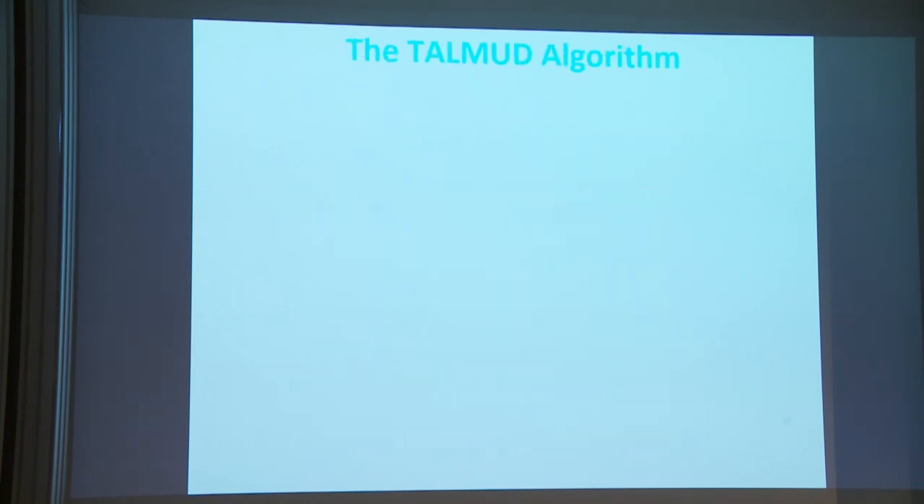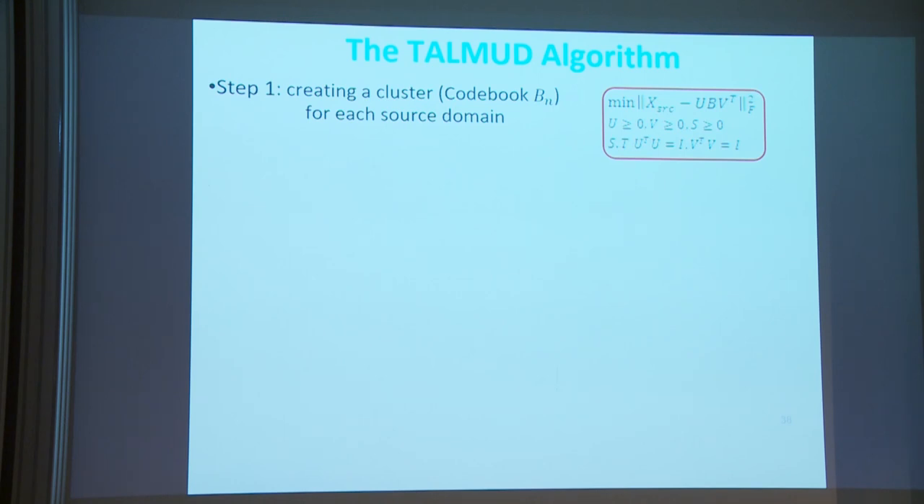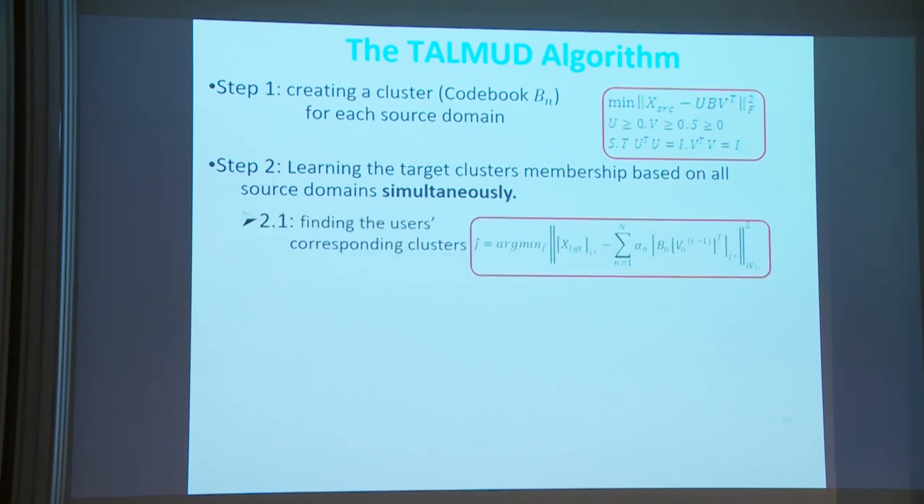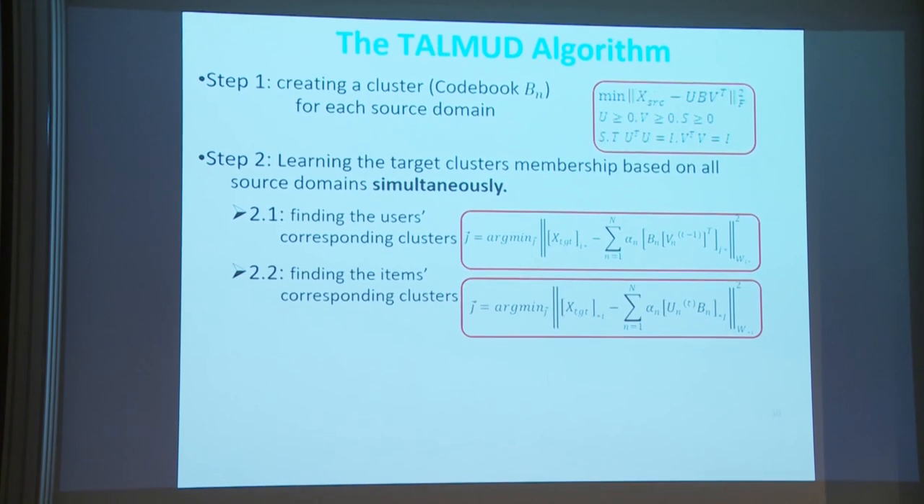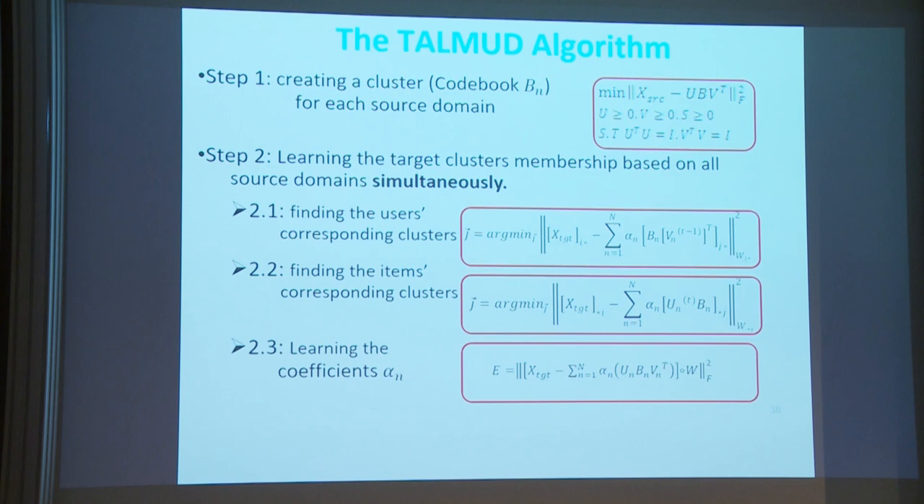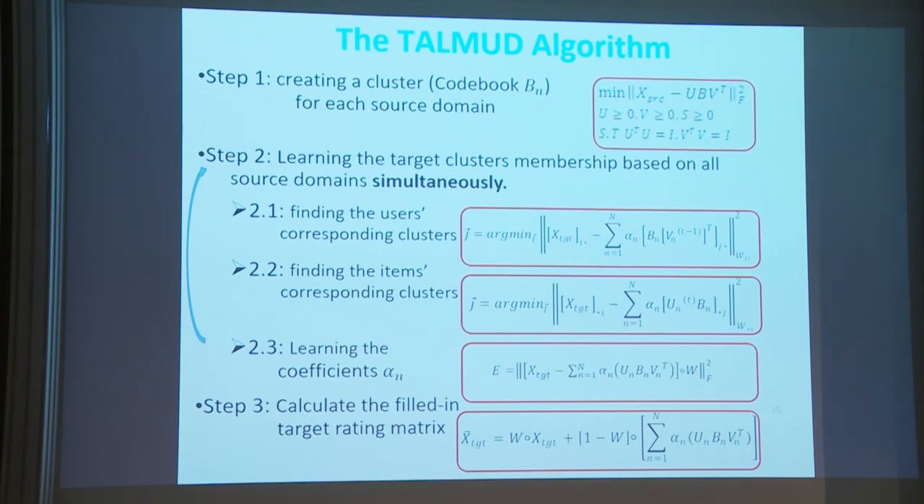In order to solve that, we use a very simple algorithm. We begin by finding the codebook of each one of the source domains using co-clustering algorithms. Once we do that, we start to find the permutation matrices of the users and items and the alpha coefficients. First, we freeze the item permutation matrix and the alpha, and we solve the problem for the user permutation. Then, given that, we freeze the user permutation and the alpha and find the item permutation matrix. And finally, we find the alpha vector. We repeat this until we get a good result.